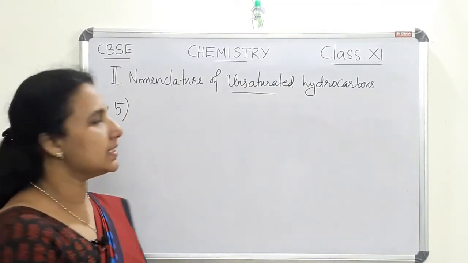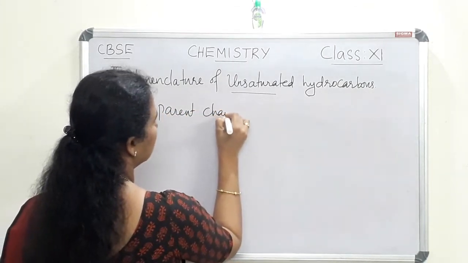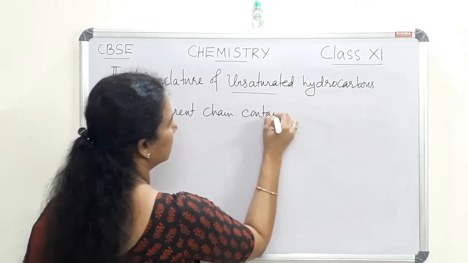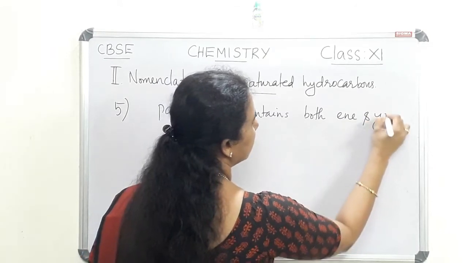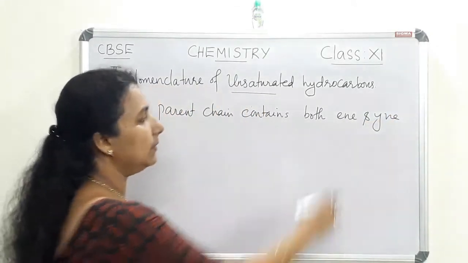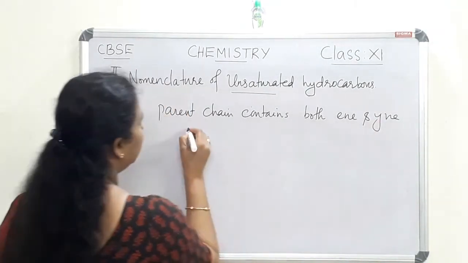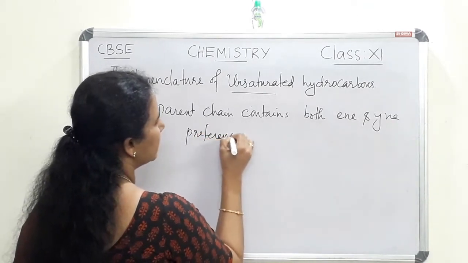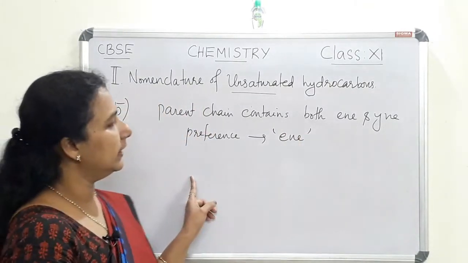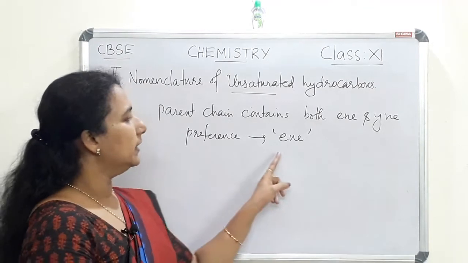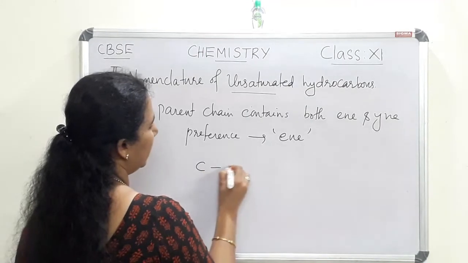So the fifth rule is if the parent chain contains both ene and yne, so a double bond and a triple bond, preference should be given to ene. So that is the rule. If the parent chain contains a double bond and a triple bond, the double bonded carbon should get the preference. So we can try an example.